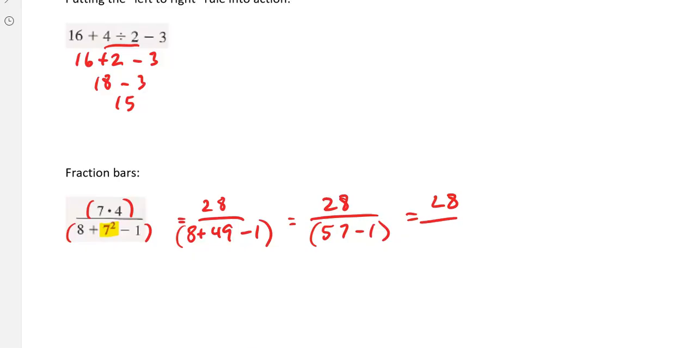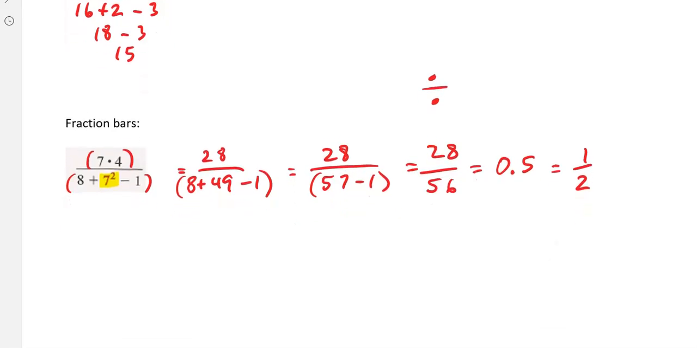28 stays the same up top. 57 minus 1 is 56. All right, and so now we have 28 over 56, or 28 divided by 56, because that's what that fraction bar means. It's division. Notice how a fraction kind of looks like a division symbol. We have something on top and a line and something on the bottom. Fractions, division. 28 divided by 56, well, on my calculator that's going to go 0.5, or we know that that's 1/2. So there you have it.